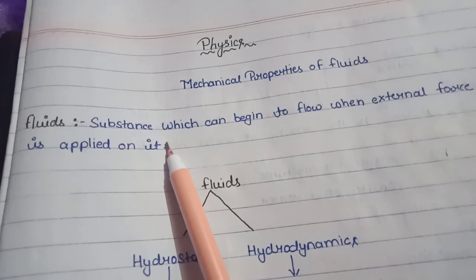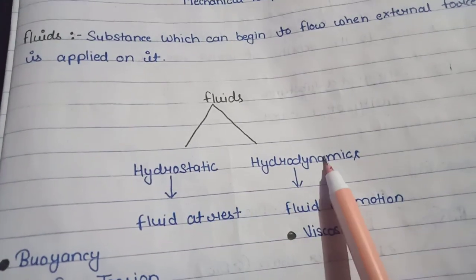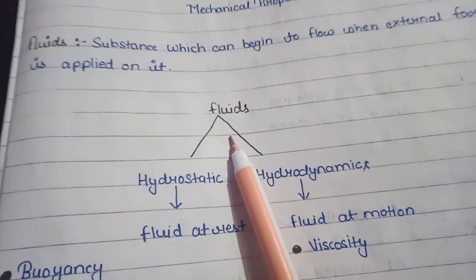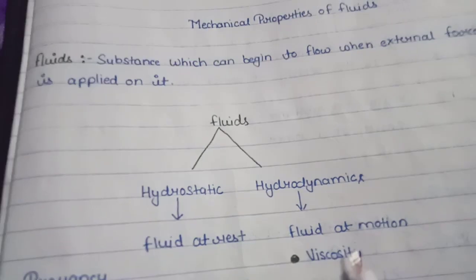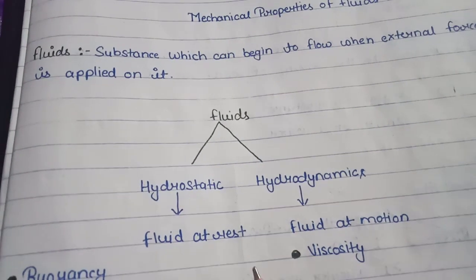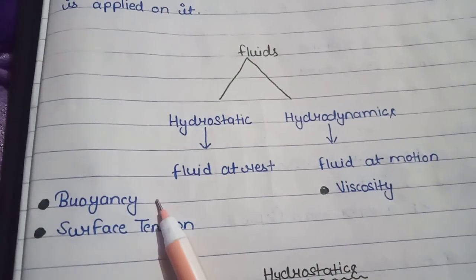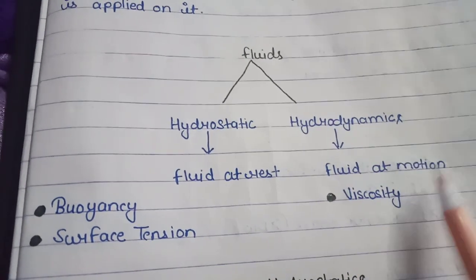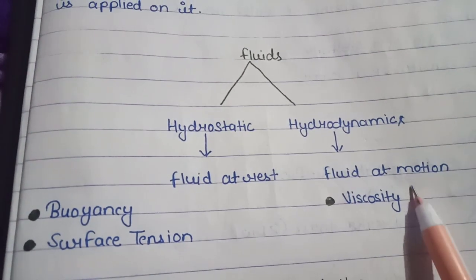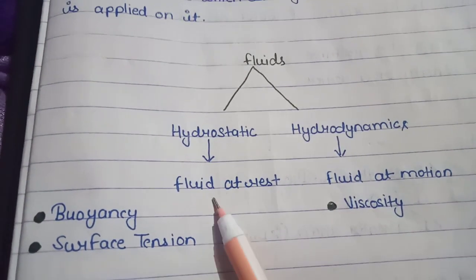Next, fluid is generally classified into two types. First is hydrostatics, second is hydrodynamics. Hydrostatics means fluid at rest. Hydrodynamics means fluid in motion. In hydrostatics, we will generally learn about buoyancy and surface tension, and in hydrodynamics, fluid in motion, we will learn about viscosity. These are all the topics which are very essential from this chapter.